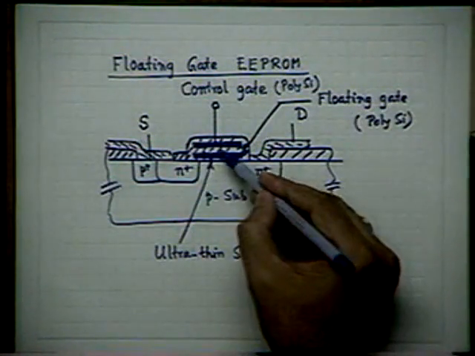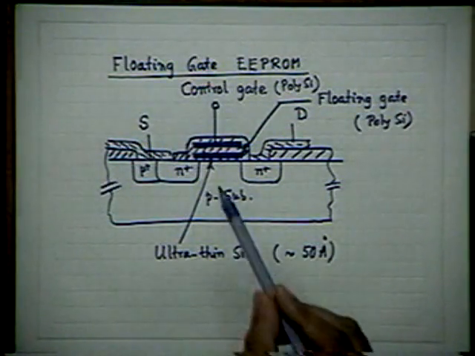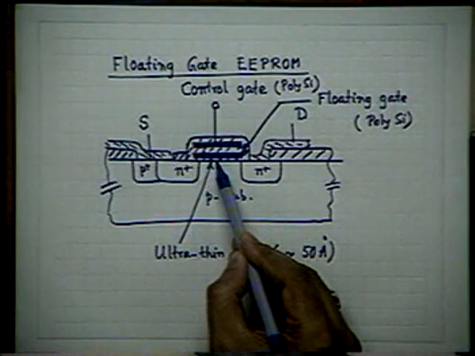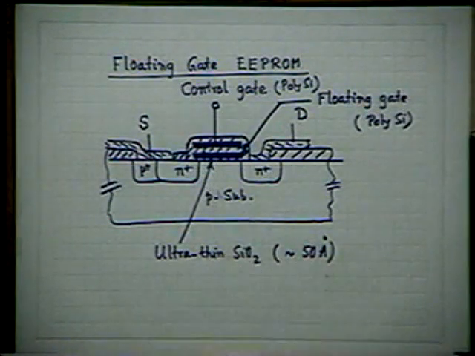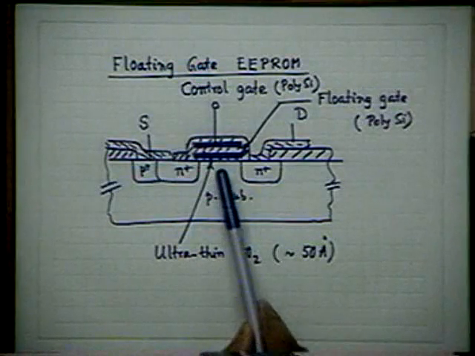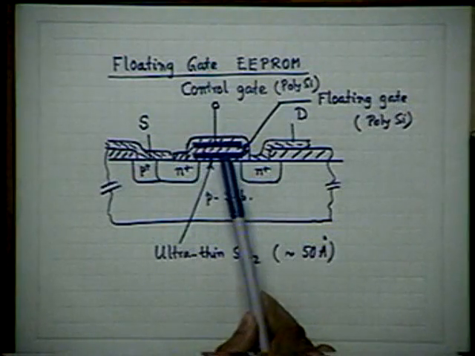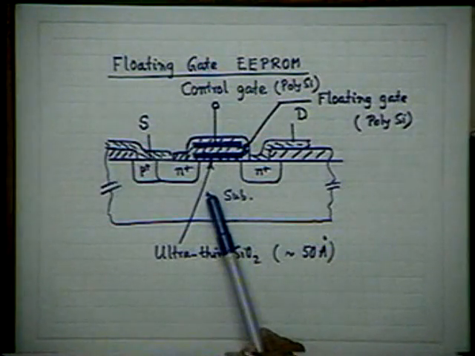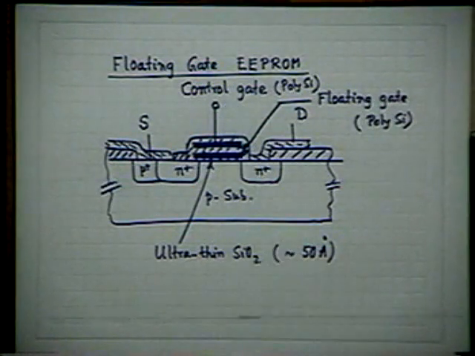This one is thick, and this is very thin. So there are two capacitances in series, and there will be a strong field created at this oxide, and because it is so thin that the tunneling transmission probability may be considerably higher. So by the same process, electrons may be tunneled from the substrate into the floating gate, or tunneled back from the floating gate into the substrate by the application of a suitable gate bias at the control gate.